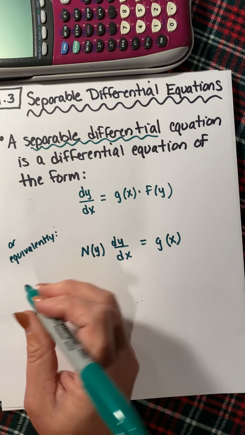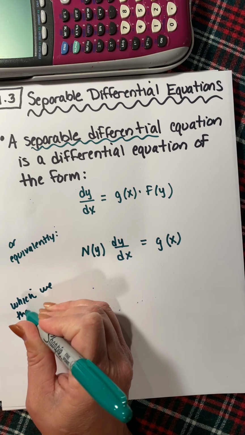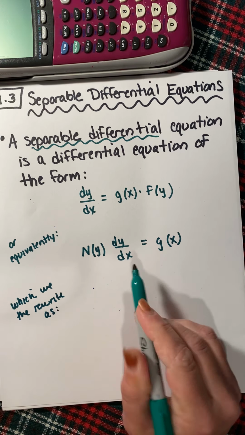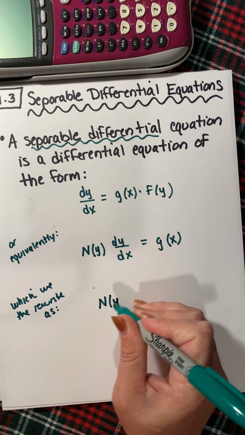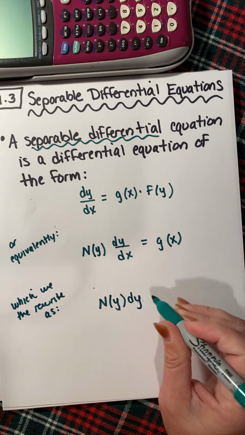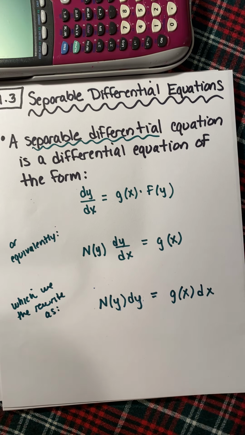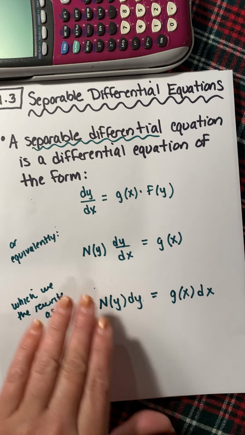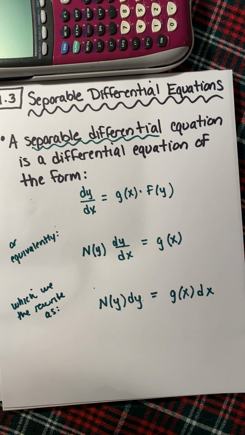And then what we're going to do is rewrite this as, well, we're going to take this differential and bring it over to that side. So we're going to have a function of y times the differential dy equals a function of x times the differential dx. We have to have strictly y's on one side, a product of the function times the differential, and all x's on the right side, a function of x times the differential.